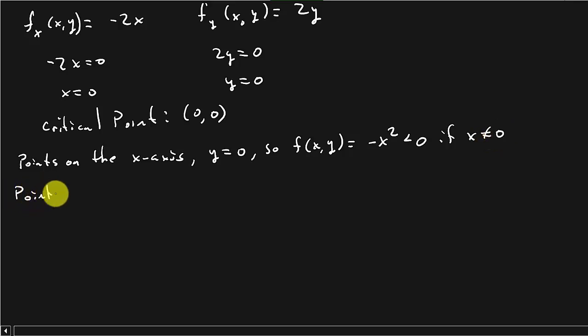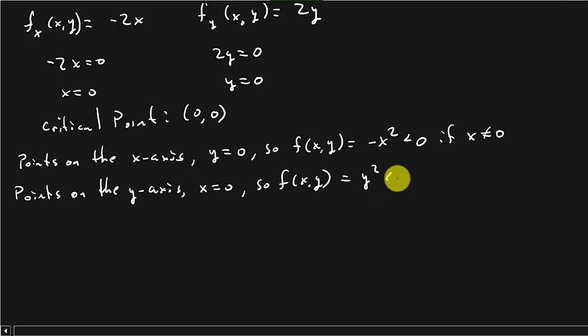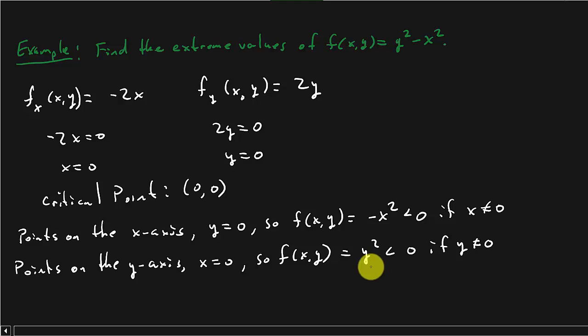And then we look at the points on the y-axis. That's where x would be 0. So f of x,y would equal y squared, which is greater than 0 if y does not equal 0. Okay, so where did I get this and this? Well, if y is 0, I plug the 0 into here, I just get negative x squared. That's where that comes from. And then when x is 0, plug that in, I get f of x,y is equal to y squared. Okay? All right.